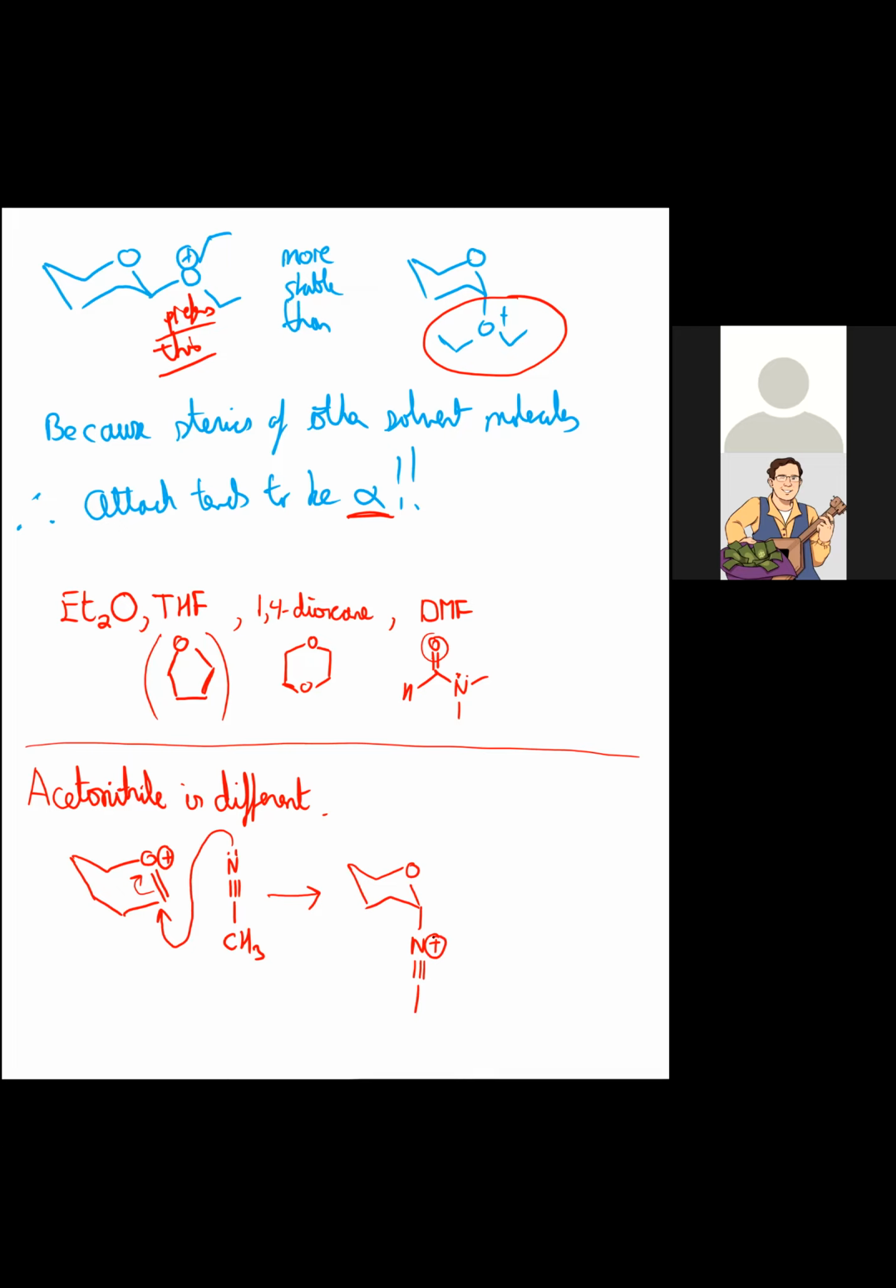And because it's so much smaller, you're not going to need a lot of acetonitrile molecules to stabilize it. They're not going to take up as much space. So in this case, now the anomeric effect dominates.